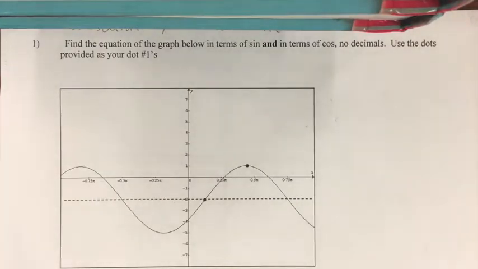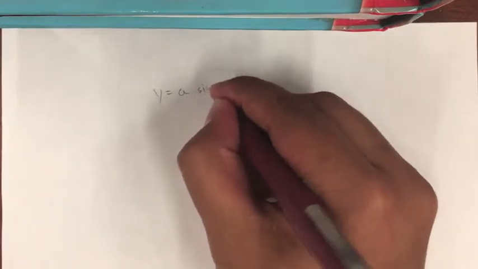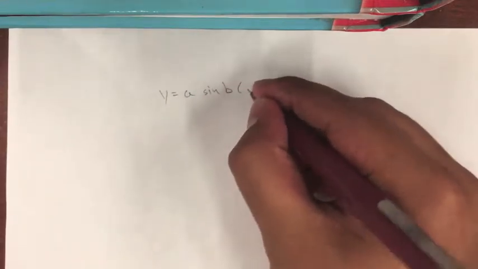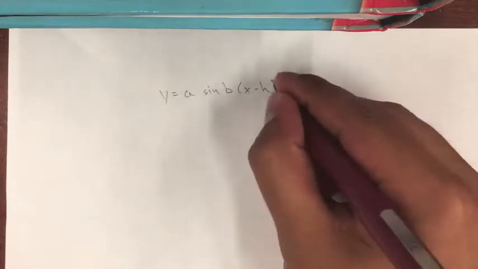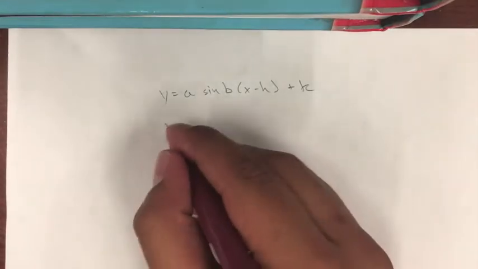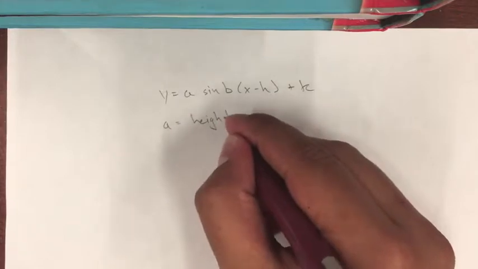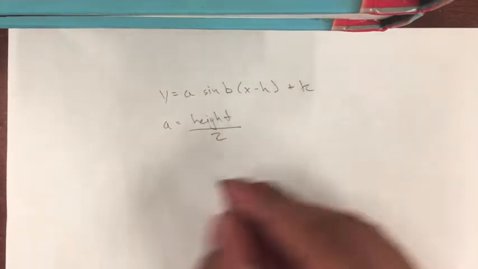This is how you solve for the equation of a sine and cosine graph on a sinusoidal wave with a middle line. The equation for a sine or cosine graph of a sinusoidal wave with a middle line is y equals a sine b times (x minus h) plus k. So a stands for the height of the graph divided by 2.